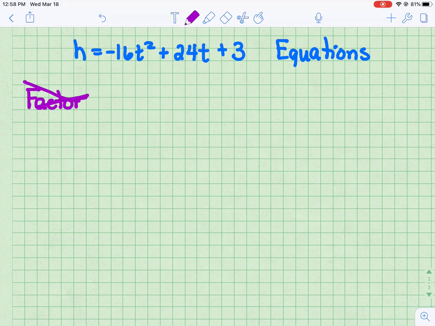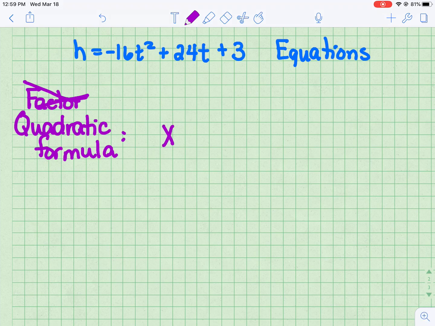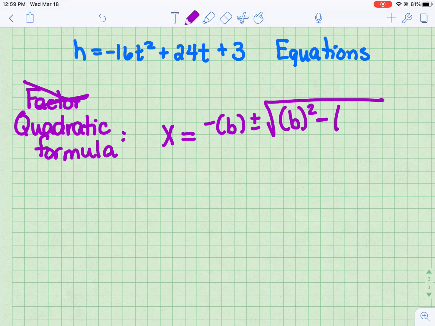If that doesn't work, I generally don't jump to completing the square. I then go to quadratic formula. Now, for some reason, a lot of you seem to have forgotten this. So don't worry, I will be putting a link on my Canvas page with the song so you can remember it. It's x equals negative b plus or minus the square root of b squared minus 4ac all over, this is the part a lot of people forget, over 2a.